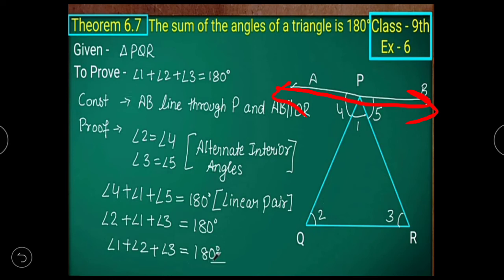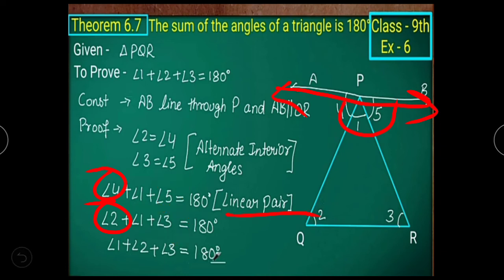So the sum of angle 4, angle 1 and angle 5 will be 180 degrees. The reason is simple, it is a linear pair. Now students, as we have proved that angle 4 is equivalent to angle 2, I'm going to put the value of angle 4 as angle 2, and angle 3 is equivalent to angle 5, so I'm going to put the value of angle 5 as angle 3.